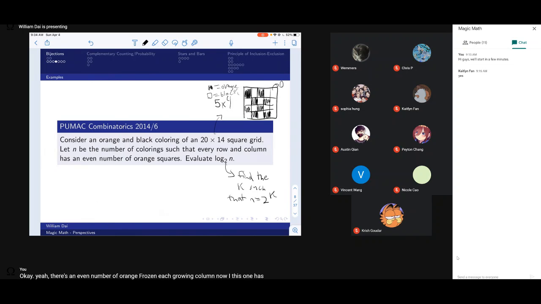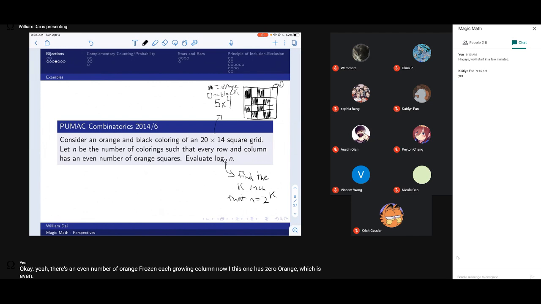This one has 0 orange, which is even. Okay, so that's just an example of a grid, so you know what we're talking about here.